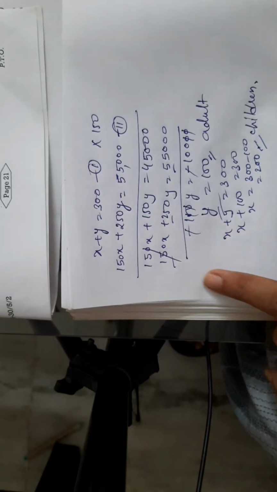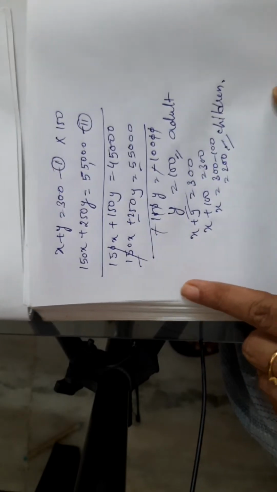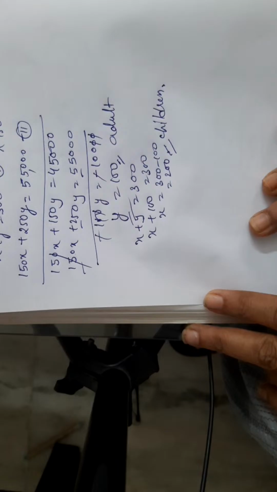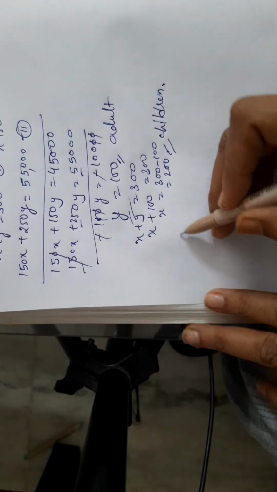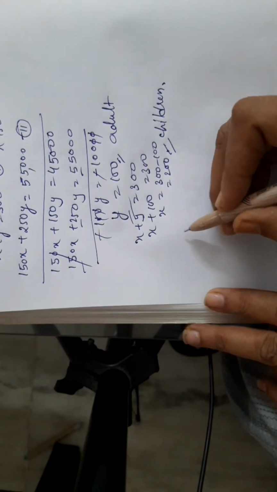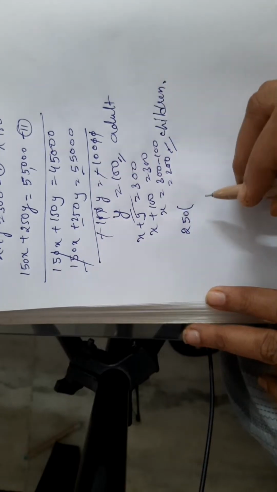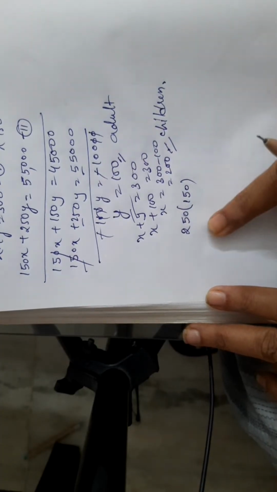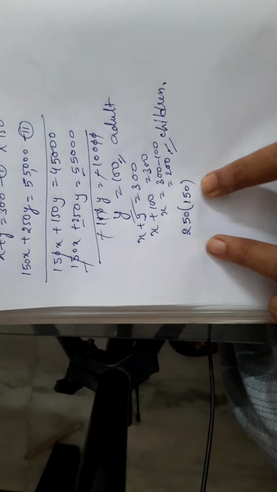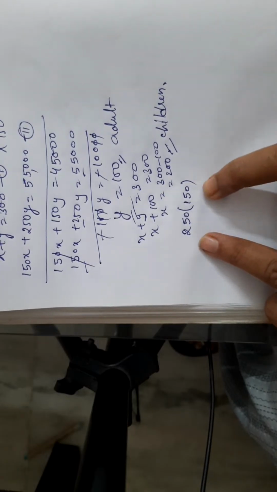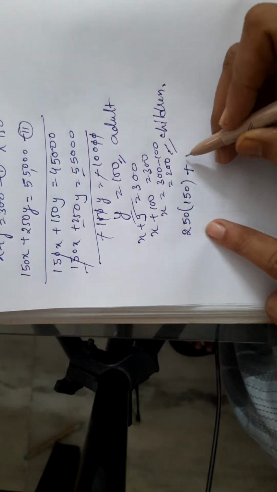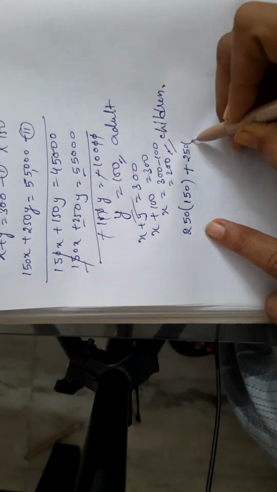Now next question, how much amount will be collected if 250 children and 100 adults were there? What is the amount collected if 250 children and 100 adults visited the park? So here 100 adults and 250 children. 250 will multiply by the cost for children, which is 150 rupees. So number of children multiplied by the ticket amount of 150. And the same way for adults the charge was 250, so 250 will multiply by the number of adults, 100 adults.